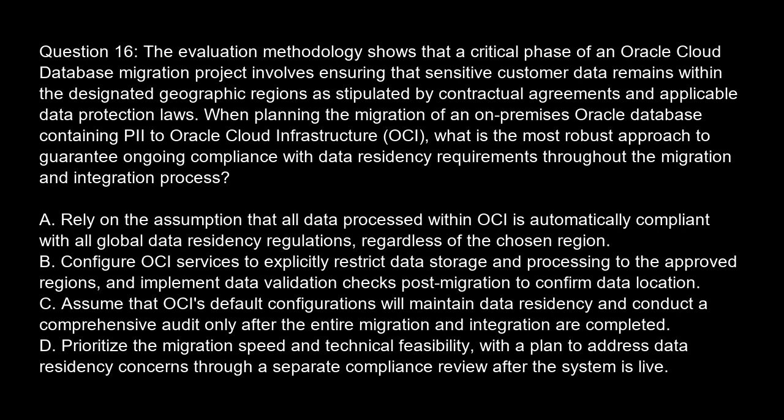Option A. Rely on the assumption that all data processed within OCI is automatically compliant with all global data residency regulations, regardless of the chosen region. Option B. Configure OCI services to explicitly restrict data storage and processing to the approved regions, and implement data validation checks post-migration to confirm data location. Option C. Assume that OCI's default configurations will maintain data residency and conduct a comprehensive audit only after the entire migration and integration are completed. Option D. Prioritize the migration speed and technical feasibility, with a plan to address data residency concerns through a separate compliance review after the system is live.